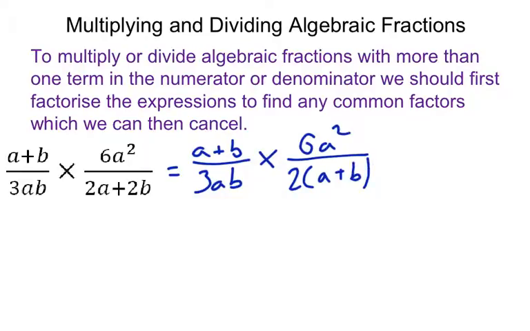Now we can cancel out an a plus b on the top and an a plus b on the bottom. We can also cancel out an a on the bottom with one of the a's on the top, and we can also cancel the 3 and the 2 multiplied together to give 6, which will cancel out with that 6 on the top. Putting that all together gives us a final answer of a on the top and just b on the bottom.